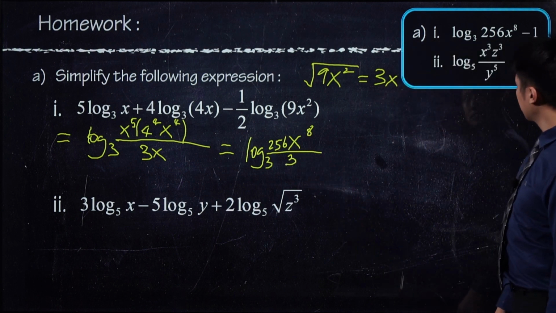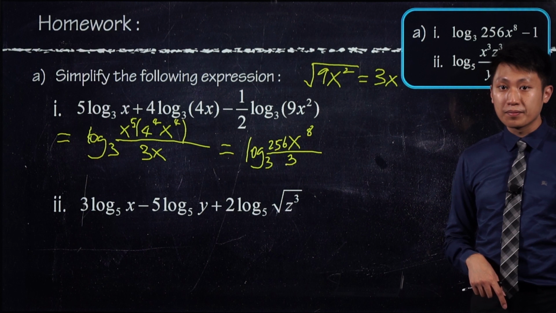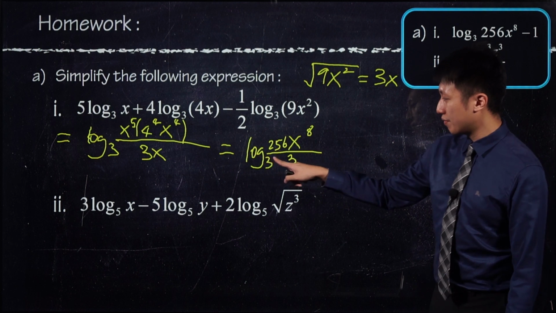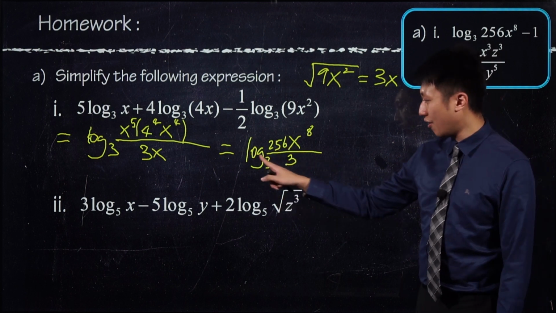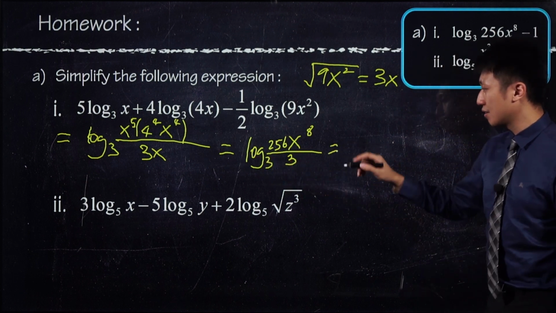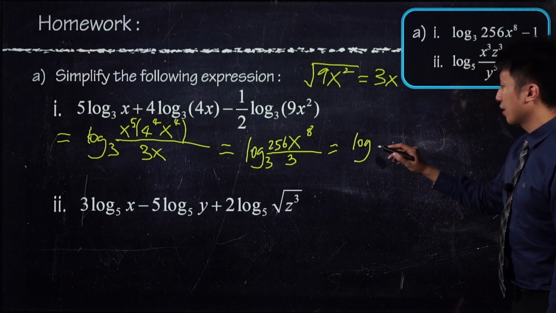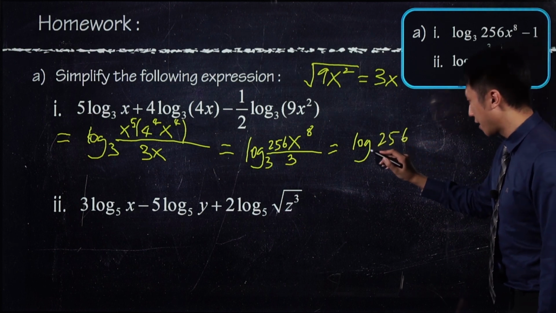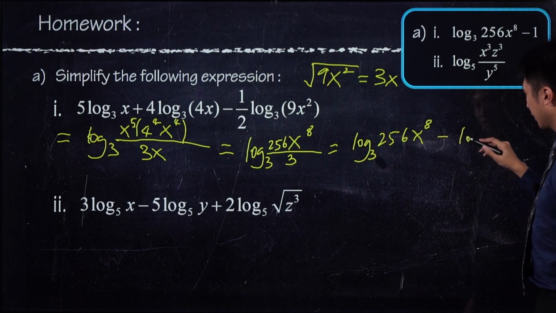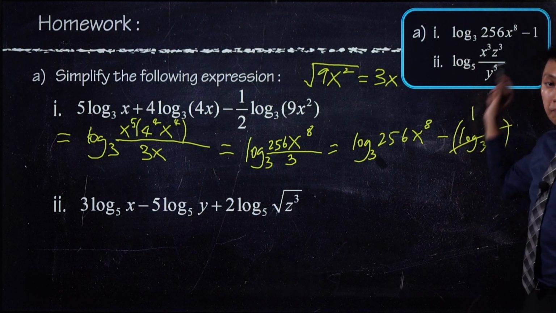Okay? But is this the simplest form? No, because you see log 3. Then log A over B is equal to log A minus log B. What's log B? Log B means log 3, which is 1. So this one will eventually give you log 256. I forgot about the base. Then minus log 3, which gives me 1. So your answer will be this one.